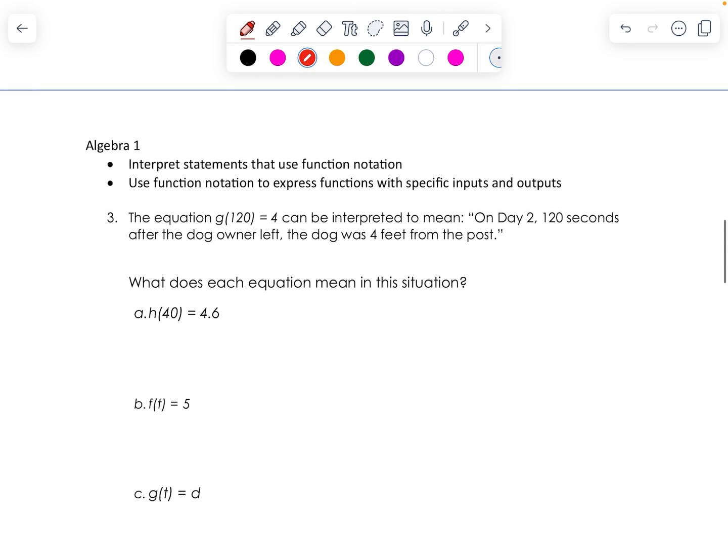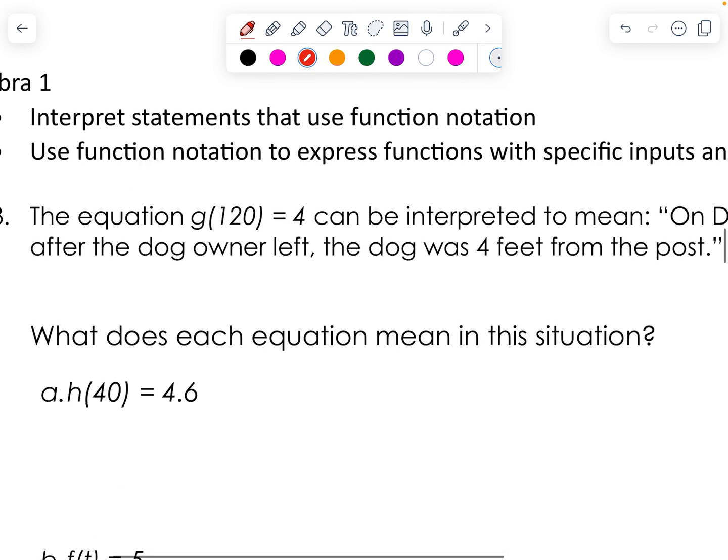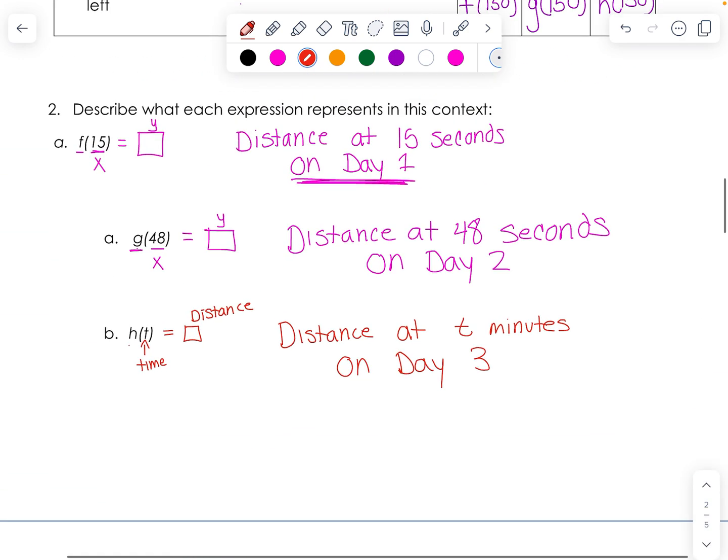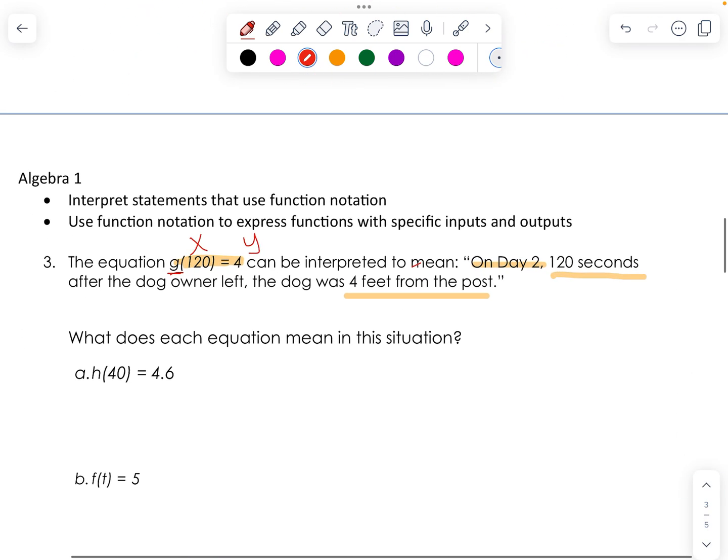Let's try this again. So the equation g of 120 equals 4 can be interpreted to mean on day 2, so for function g, day 2, 120 seconds after the dog owner left, the dog was 4 feet from the post. We see our input, we see our output, g tells us which day. So what does each equation mean for the given situation? We can phrase it the same way they did, or the way I did up here. As long as you have all the information, the input, the output, and what day, that's fine, okay?